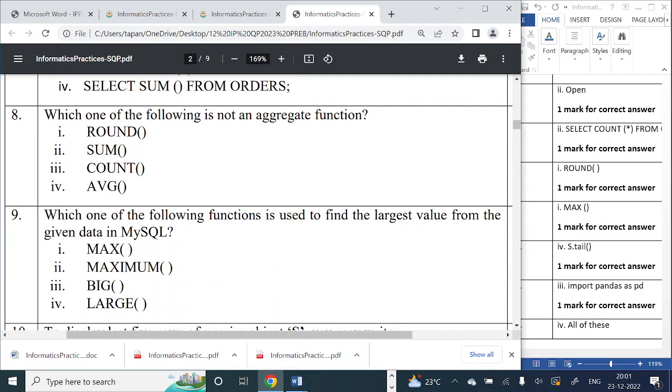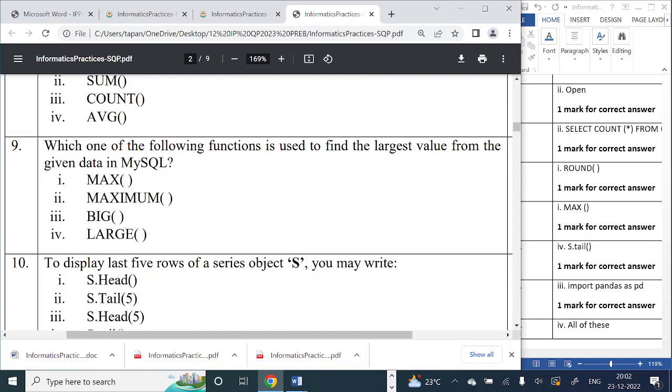Next, which one of the following is not an aggregate function? Now we know we are using the aggregate functions max, min, avg, count and sum. So round is not an aggregate function, round is a single row function. So option 1 is not an aggregate function.